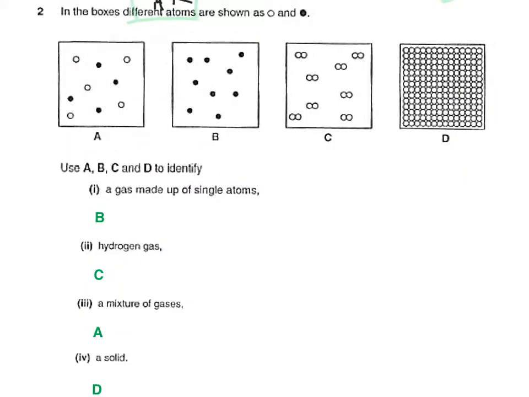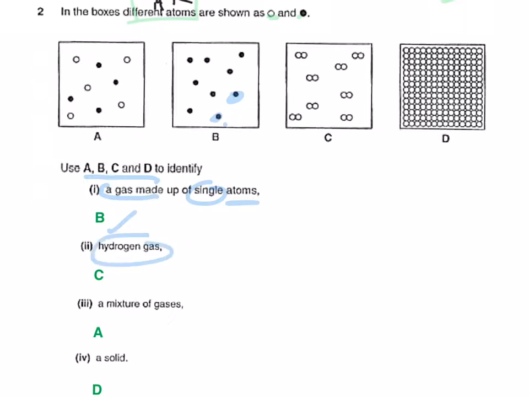Moving on to question 2. You're given boxes, which are diagrams trying to show different atoms, how they are arranged, and so on. They ask, A, B, C, D, which is a gas made up of single atoms, monoatomic? So we're looking at things with one single circle. So that must be B.